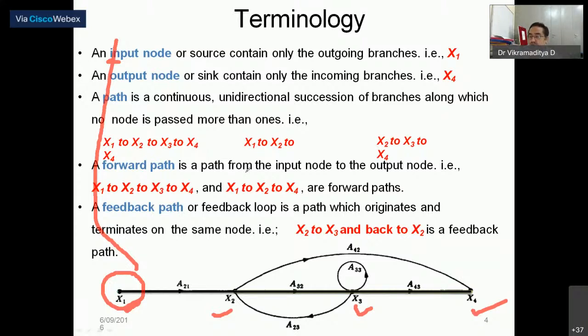For example, the x4. In x4, what happens? This signal is coming from x3, another signal is coming from x2. So only incoming branches are there. So your x4 is an output node. Is it clear or not? Yes, Sanjay Prajapati, do you want to ask anything about x1? You have written x1. What does this mean?